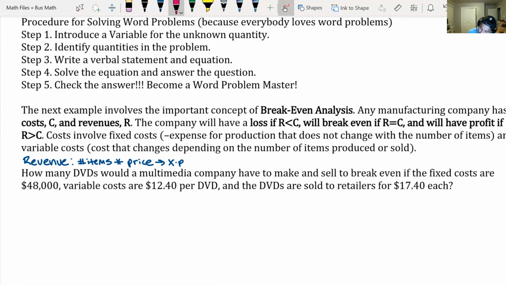All right, so our goal here is to find out how many DVDs it takes to break even. So to find that, we need to know the cost and the revenue function. Because if you look above in the big old paragraph above, to break even means revenue equals cost. So that's what we're going with first. So let's go ahead and find out what our cost function is.